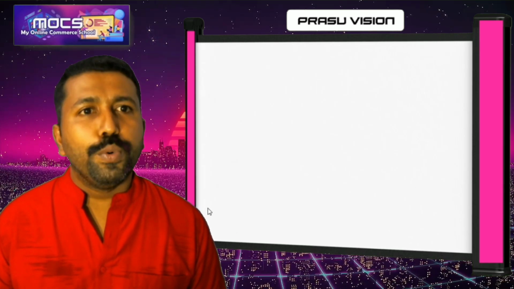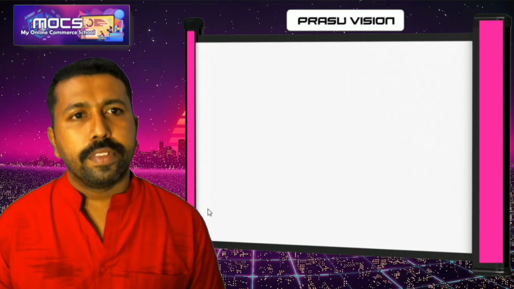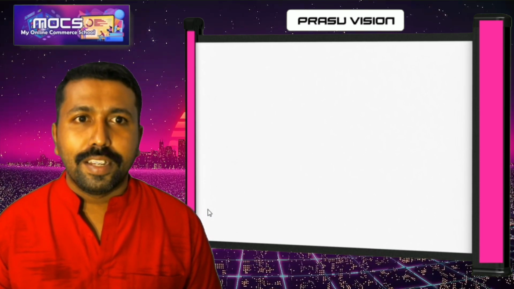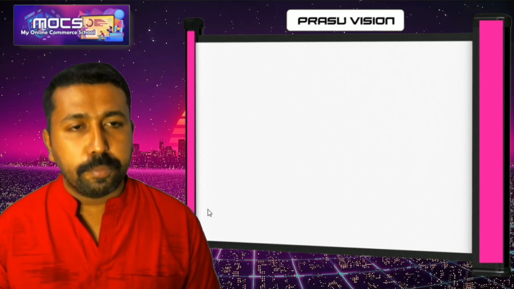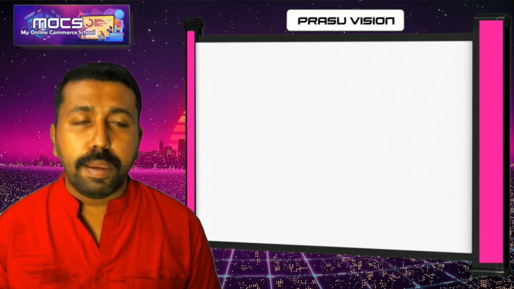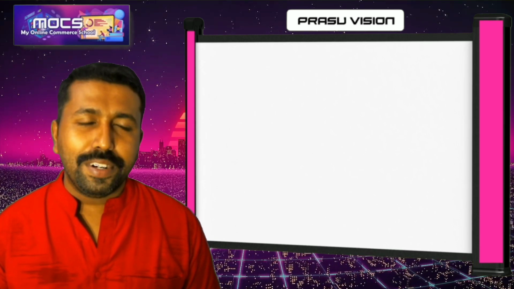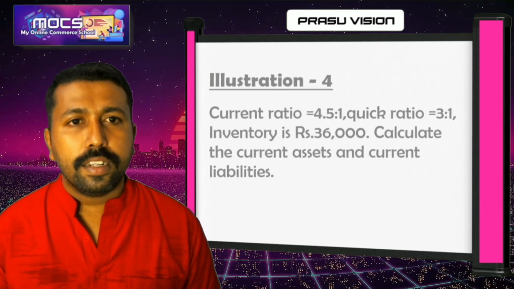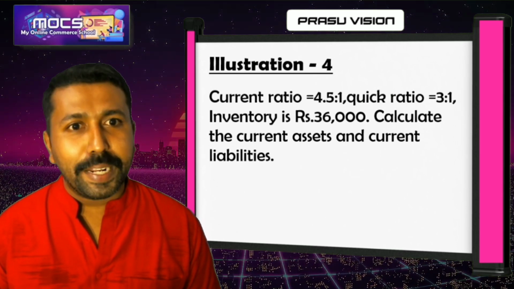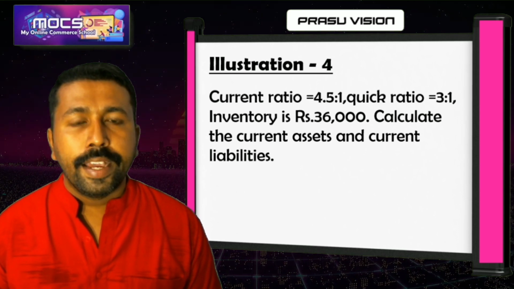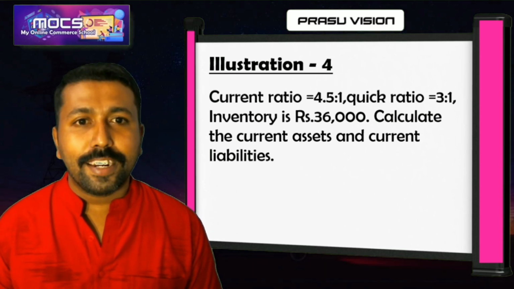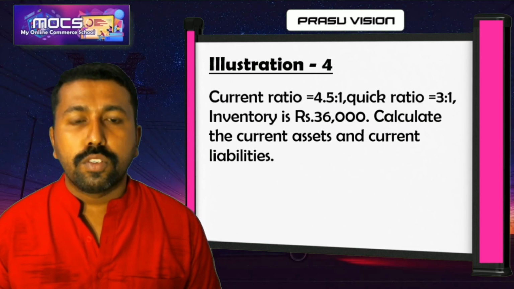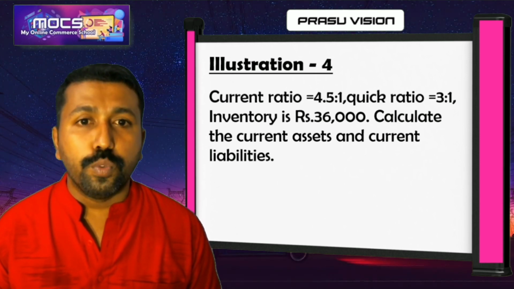My dear students, moving to another problem. You have to listen to my words very carefully, because this is an application type question that we can expect maybe for 1 mark or for a 4-mark question. So another question to learn more about the liquidity ratio. Here the values of current ratio and quick ratio are given: 4.5 is to 1 and 3 is to 1.